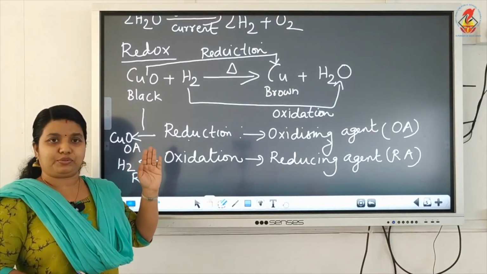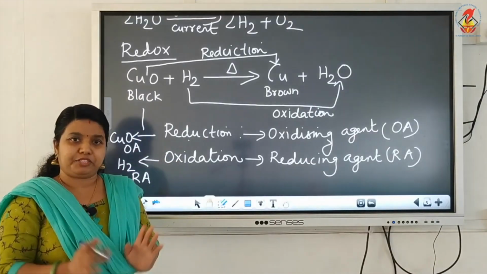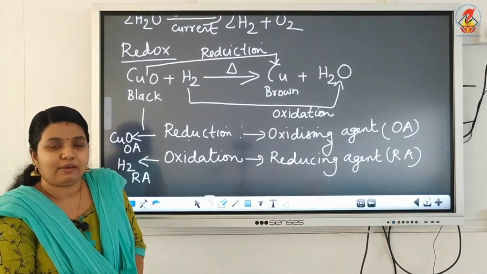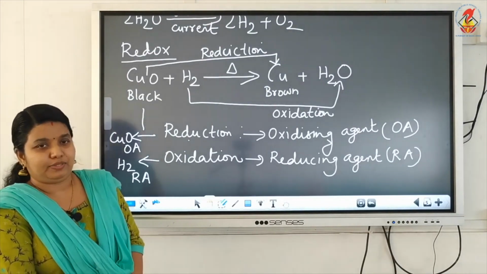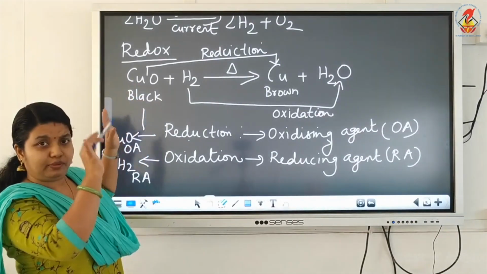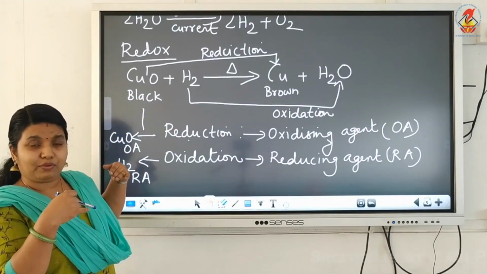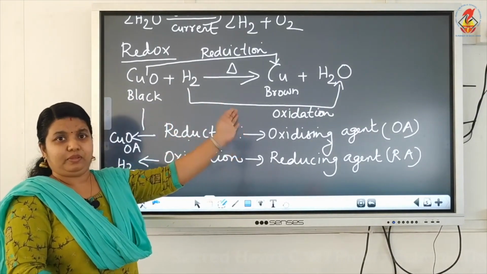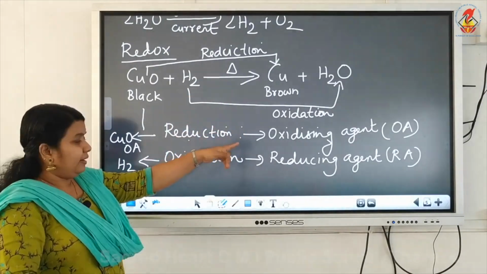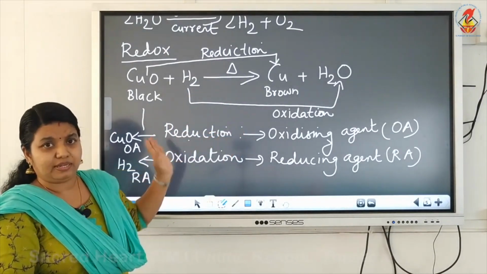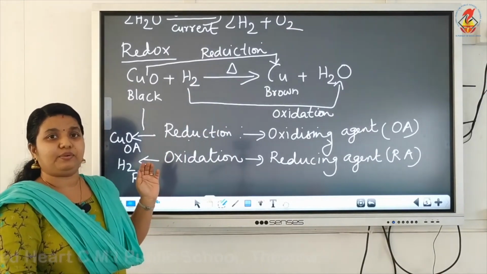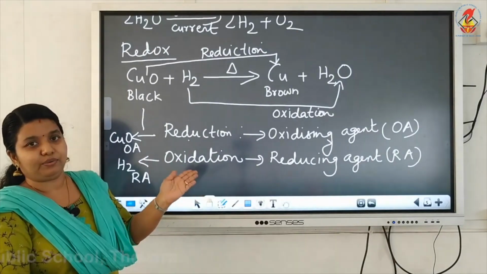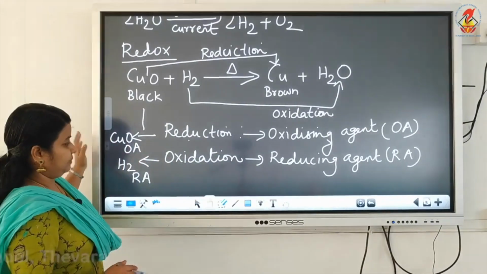So this is the question that usually comes from this topic. A reaction will be given to you, an equation will be given to you, and you will be asked to identify the oxidizing agent and the reducing agent. Okay, so first you have to mark the oxidation. Gaining of oxygen is oxidation, mark it first, then mark the reduction. Loss of oxygen, you mark it. Then the substance undergoing oxidation is the reducing agent, and the one which is undergoing reduction is the oxidizing agent.